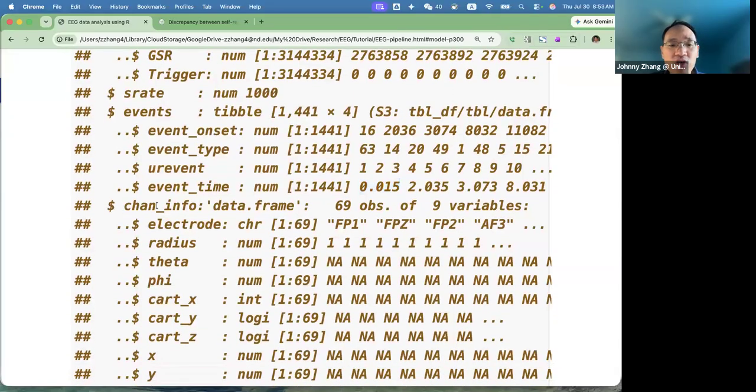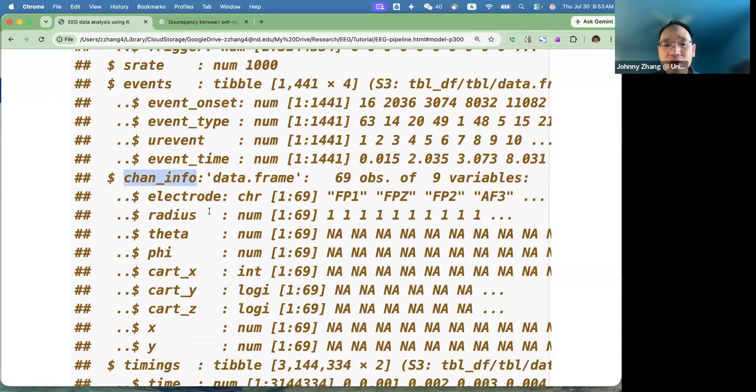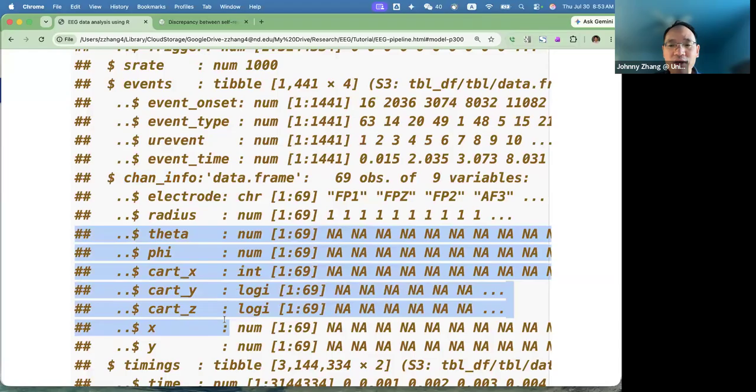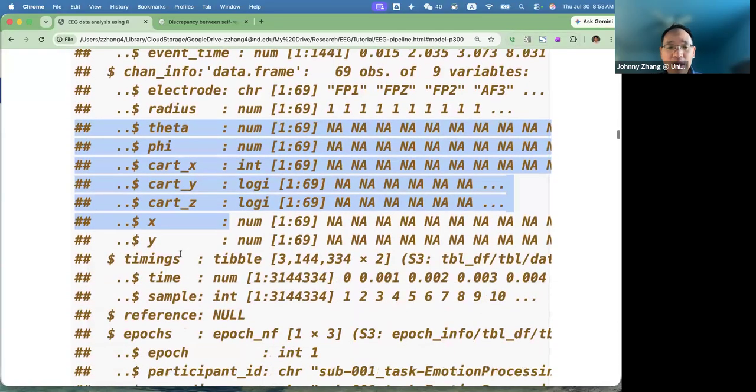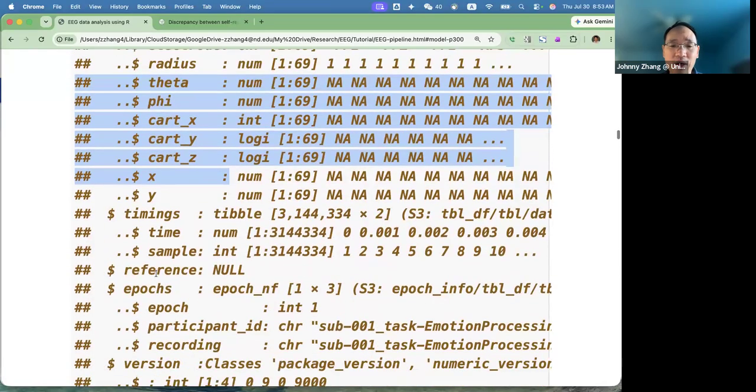And then we also have the channel information. The channel information gives the basic information of each electrode. For example, the name of the electrode, and the locations of the electrodes used in different ways. Here we don't have the location information. They are NAs. And then the time the signals were recorded.